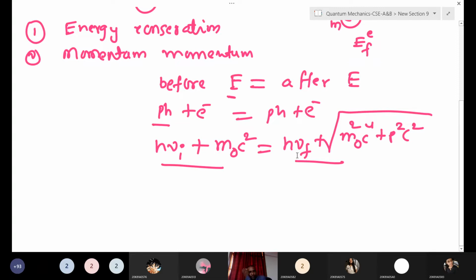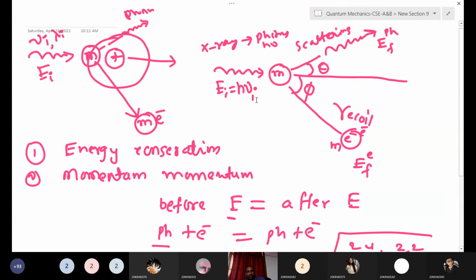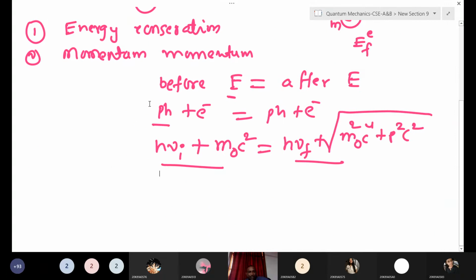We are just writing: we have an electron and a photon. Before collision, we write electron energy plus photon energy. After collision, after scattering, we write electron energy and photon energy. Initially, photon energy is h nu I, and the rest mass energy of the electron is m naught c square. After that, the final scattered photon energy is h nu f, plus the final recoiled electron energy, which is the square root of m square c square plus p square c square.